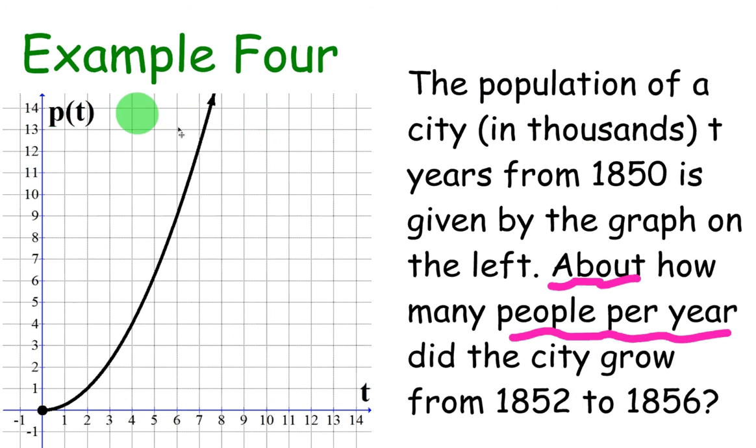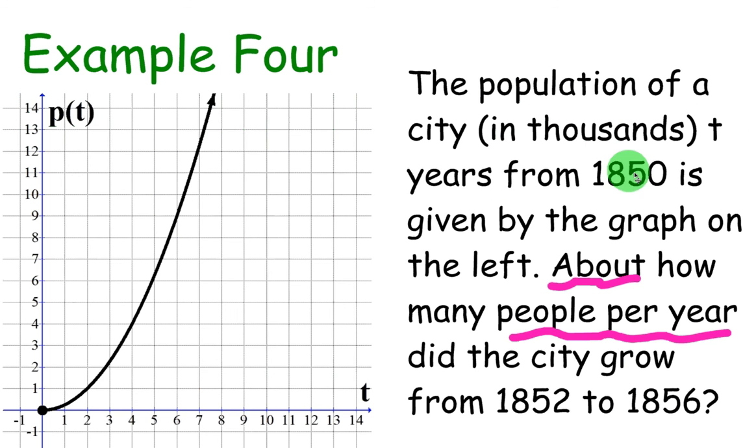Okay, now we have a graph to deal with. All right, let's see what this graph means. Let's read this together. The population of a city in thousands. Well, let's just talk about that. So here's our population over here. These numbers are in thousands, so this 14 represents 14,000 people. All right, let's keep reading.